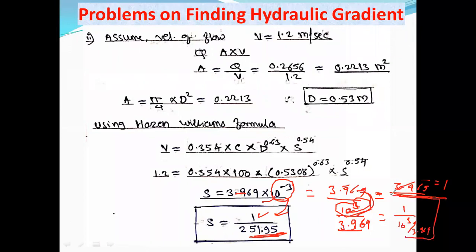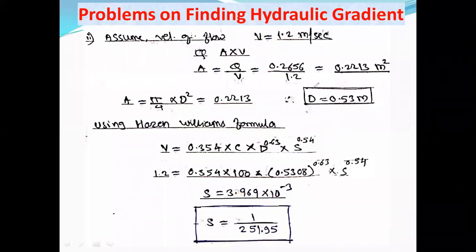You can keep this thing in mind either this way or by this way. So I have got the response from your side that the answer is correct. S is equal to 1 upon 251.95. This is the slope that you got.